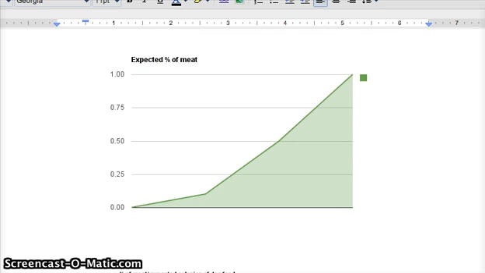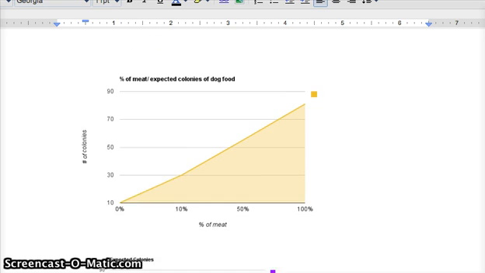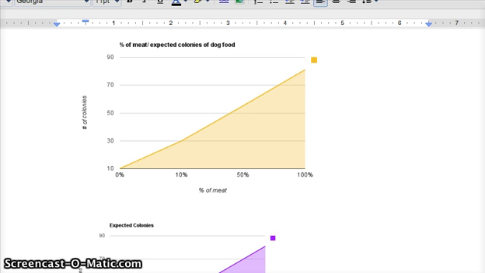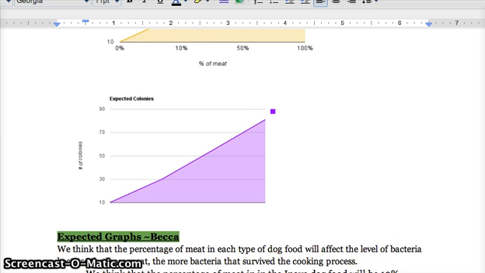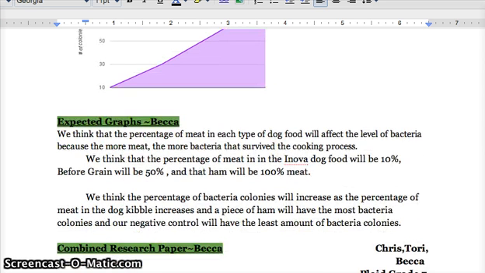This is our expected graph of what we predict the percentage of meat in the dog food will be. We think that a plain Q-tip will obviously have 0% meat. A Nova brand dog food will have 10%, BG will have 50%, and ham 100%. This is our expected combined graph of meat and number of colonies. We think that 100% meat will have the most colonies. This is our expected graph for expected colonies. We think, again, that 100% meat will have the most colonies.